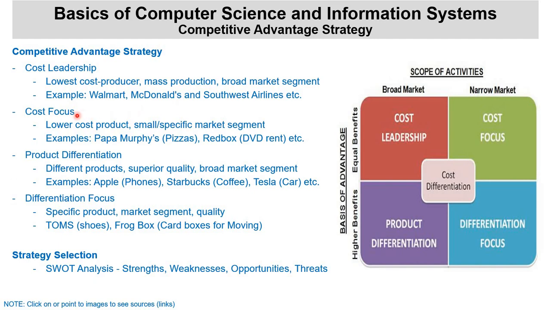Or you can focus on cost, where not necessarily the lowest cost, but you are also not focusing on the broader market segment, but on a smaller or narrow market segment that people want to pay a little bit, not the lowest, but still cheap enough to afford what they want because they really love what they see and what you do. Examples are pizza production companies like Papa Murphy's and Redbox for DVD rental.